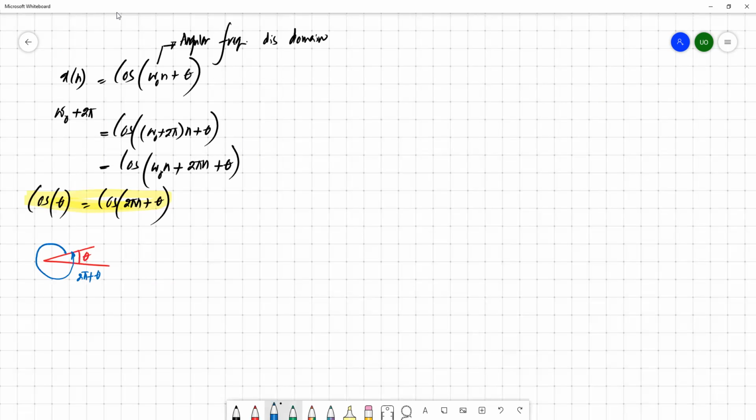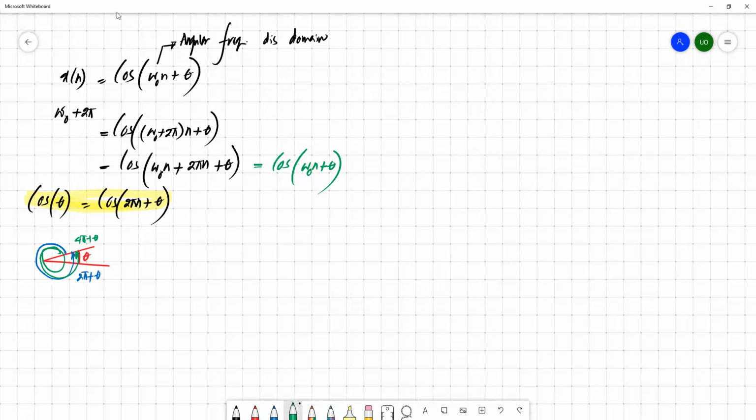4π plus theta. So this is 4π plus theta. Likewise, any multiples of 2π give the same angle. So this is basically equal to the original function. From this we can claim that this is equal to cos(ω₀n + θ).